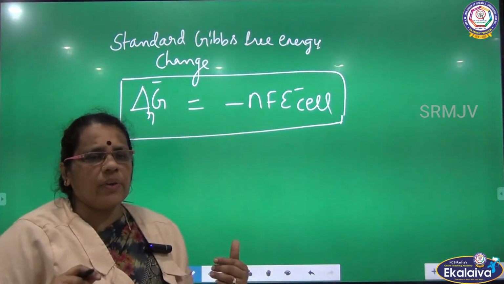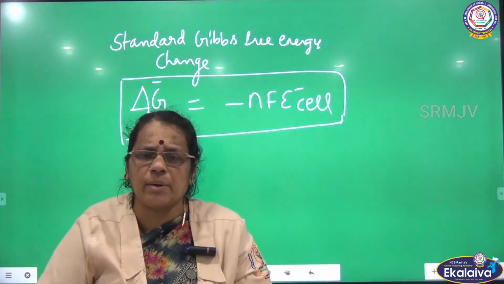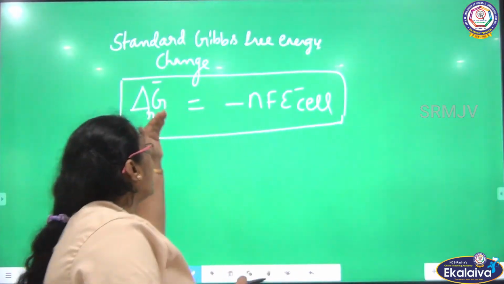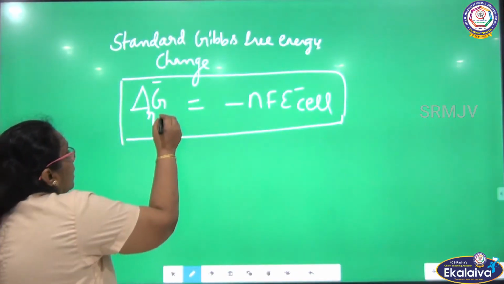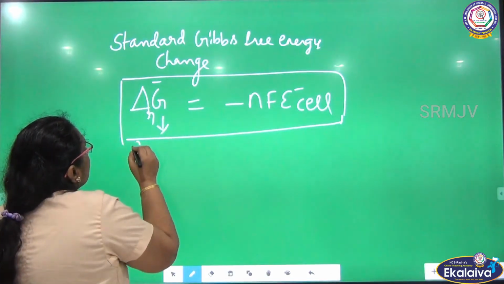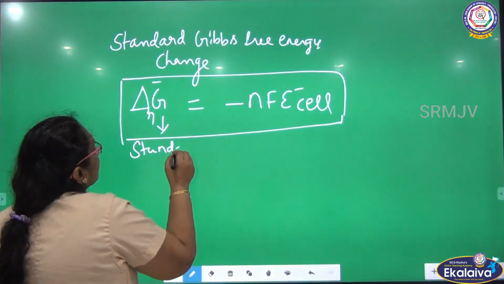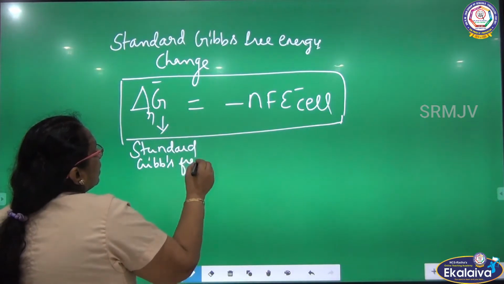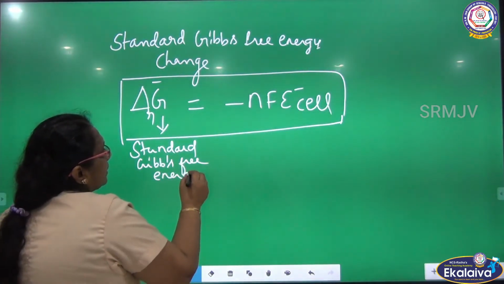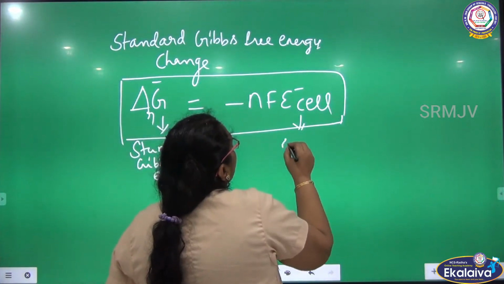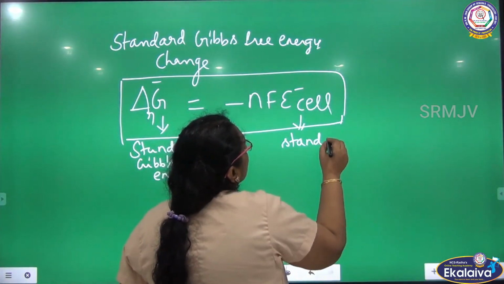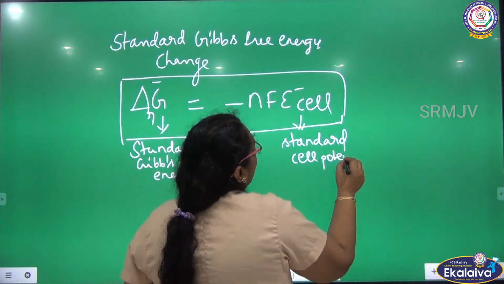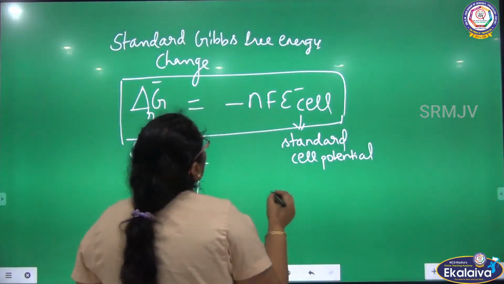So from this, what have we seen? EMF is compared to standard EMF when the concentrations of the solutions are taken as unity. Here, delta G dash is the standard Gibbs free energy. What is E dash cell? The standard EMF or standard cell potential. What is nF? The total charge passed.